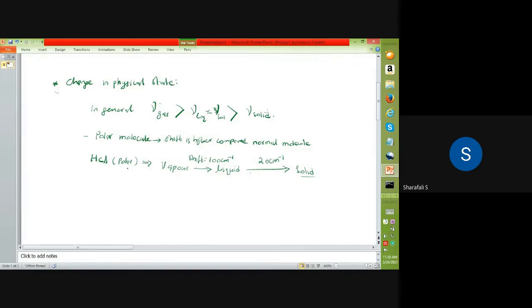But if you consider carbon dioxide, for example, as another example, a non-polar molecule, in the case of a vapor to liquid transition, the shift is negligible. But when it is going from liquid to solid, that is solidification of this carbon dioxide, then it has a shift in frequency of 60 centimeters inverse.